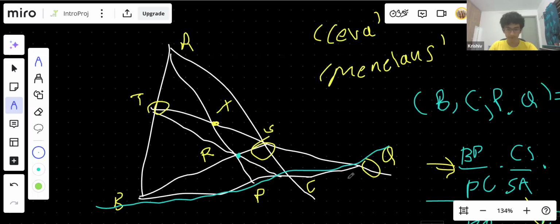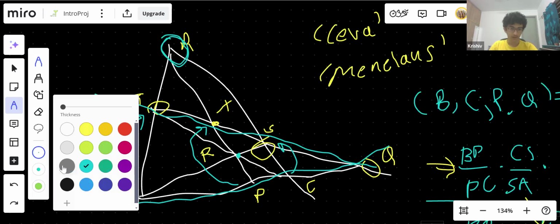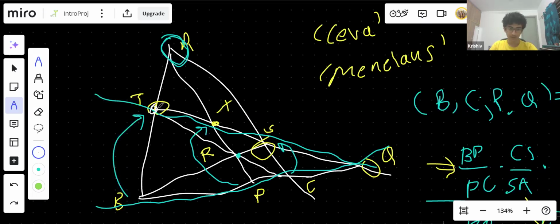So yeah, BPCQ, we project from this line onto this line through this point, and what that does is it takes B to T, it takes P to X, where X is defined as TQ cap AP. It takes C to S, and it takes Q to Q because Q is already on both lines. So Q stays the same. So we have this point, this point, this point, and this point. They form a harmonic bundle.